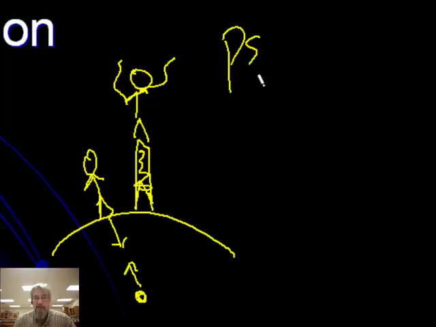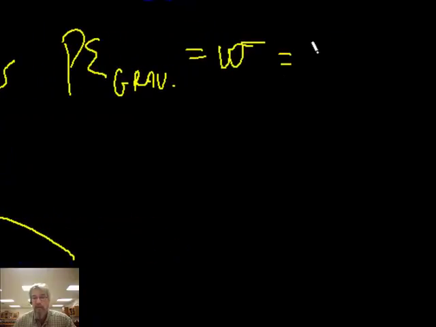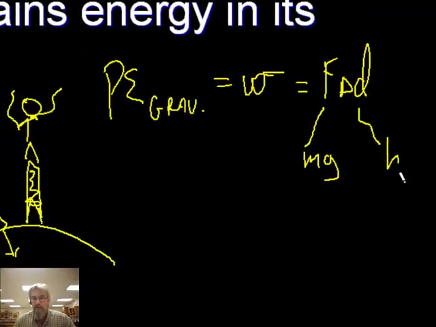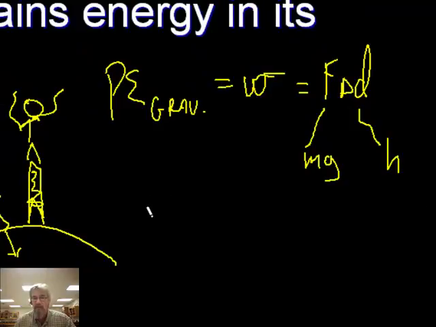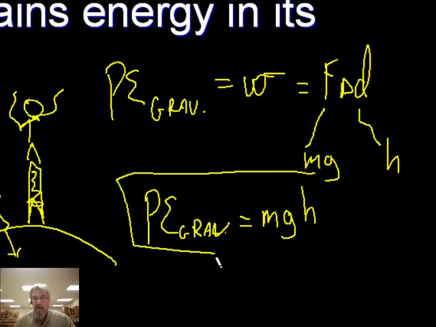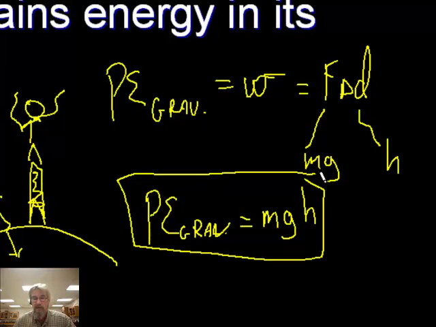Well, the potential energy that's stored, we're going to call this gravitational potential energy, is just equal to the work that it takes to get there. But work is equal to F times delta D. So F, that's your weight, mg, and delta D, well, that's just the height of the stepladder that you climbed up. So in general, we can say that gravitational potential energy is equal to the mass of the object times g times the height that object has been elevated.